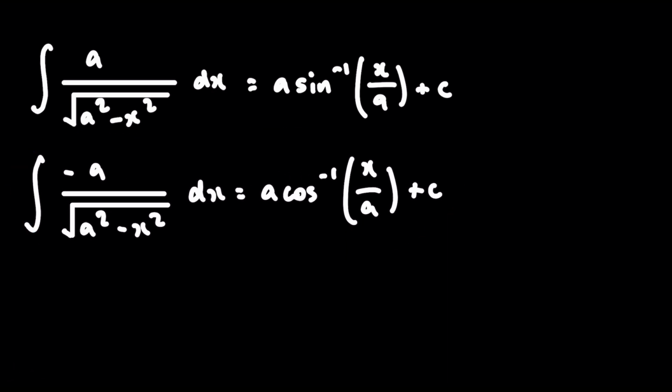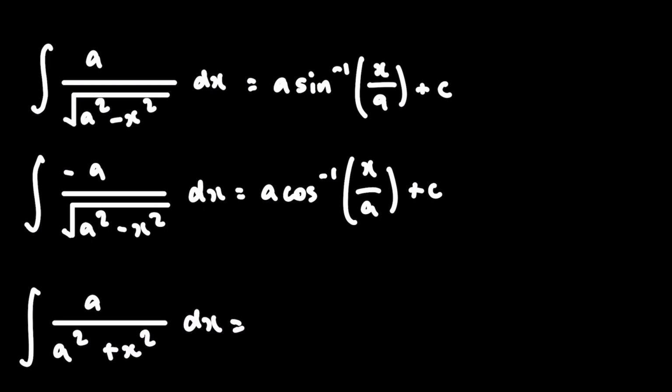And lastly, if I have the integral of a divided by a squared plus x squared, that's equal to a times the inverse tan of x over a plus c. Again, I'll go through how to derive this in another video, but these are all the rules that you need to be aware of for now.